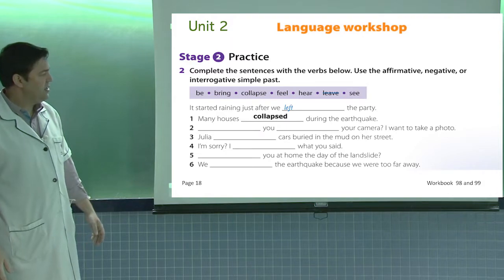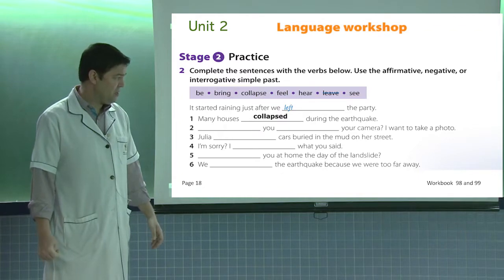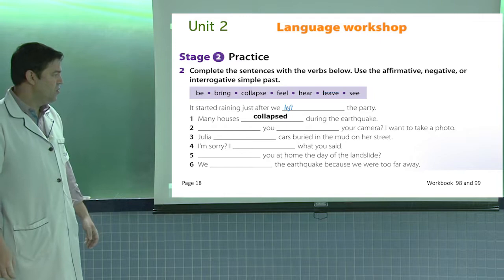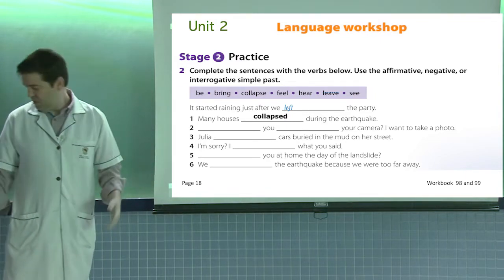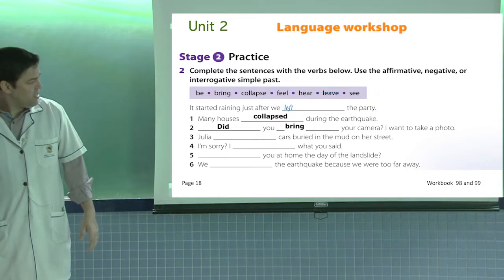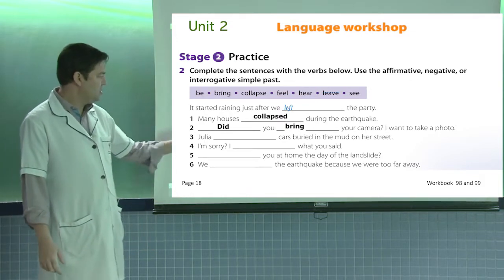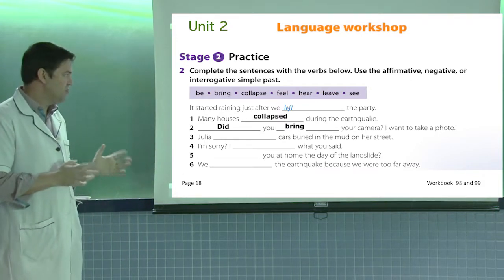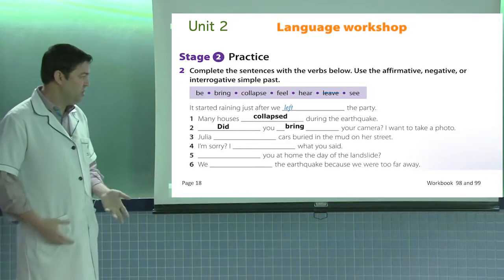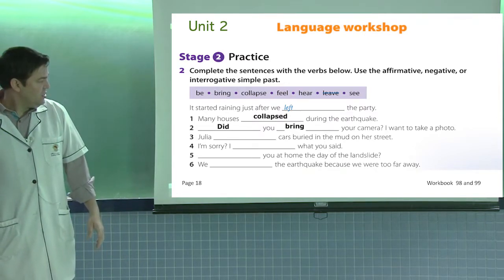Now here in the next one we have a question. So I have you in the middle, your camera. I want to take a photo, right? So maybe I'm asking you if you have your camera, if you brought it, then the question, remember, is: did you bring your camera? I'm using the auxiliary verb did because did represents the past in this sentence. Do I need to change the verb form for bring? No, because the auxiliary did already works it for me in this way, right?